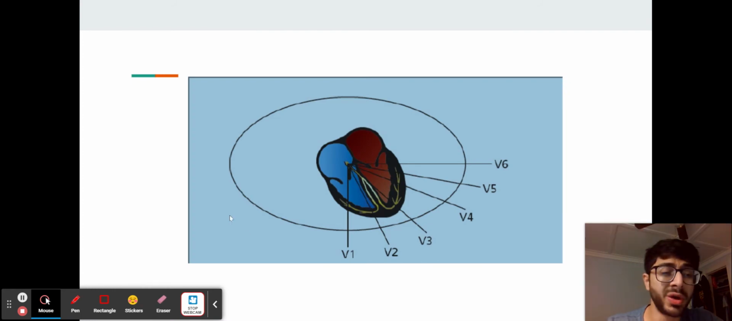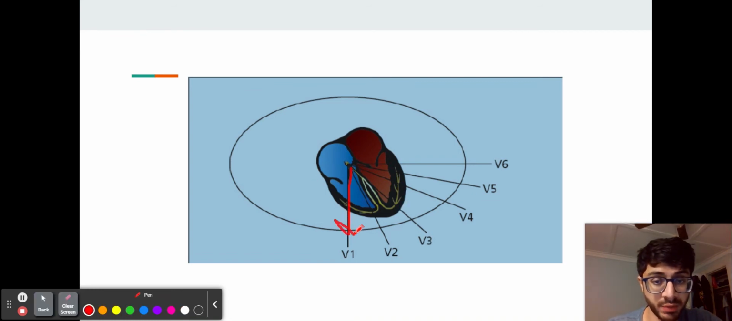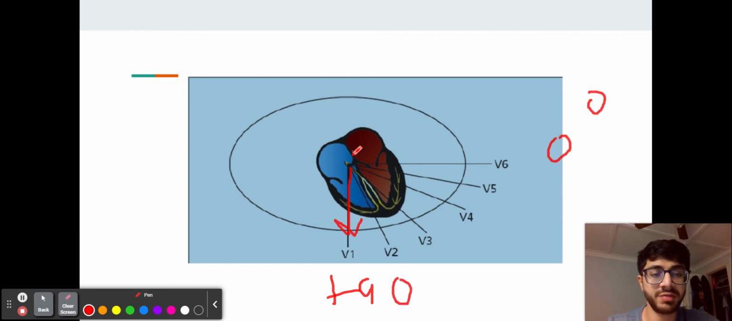Okay. So what about V1, V2, V3, V4, V5, V6? What's good is this is the easiest one to memorize. V1, if you think about it, looks straight down, right? So straight down, if you remember, is positive 90. And V6 is 0 degrees, right? So you can kind of eyeball these ones. V1 is straight down, V6 is straight across.